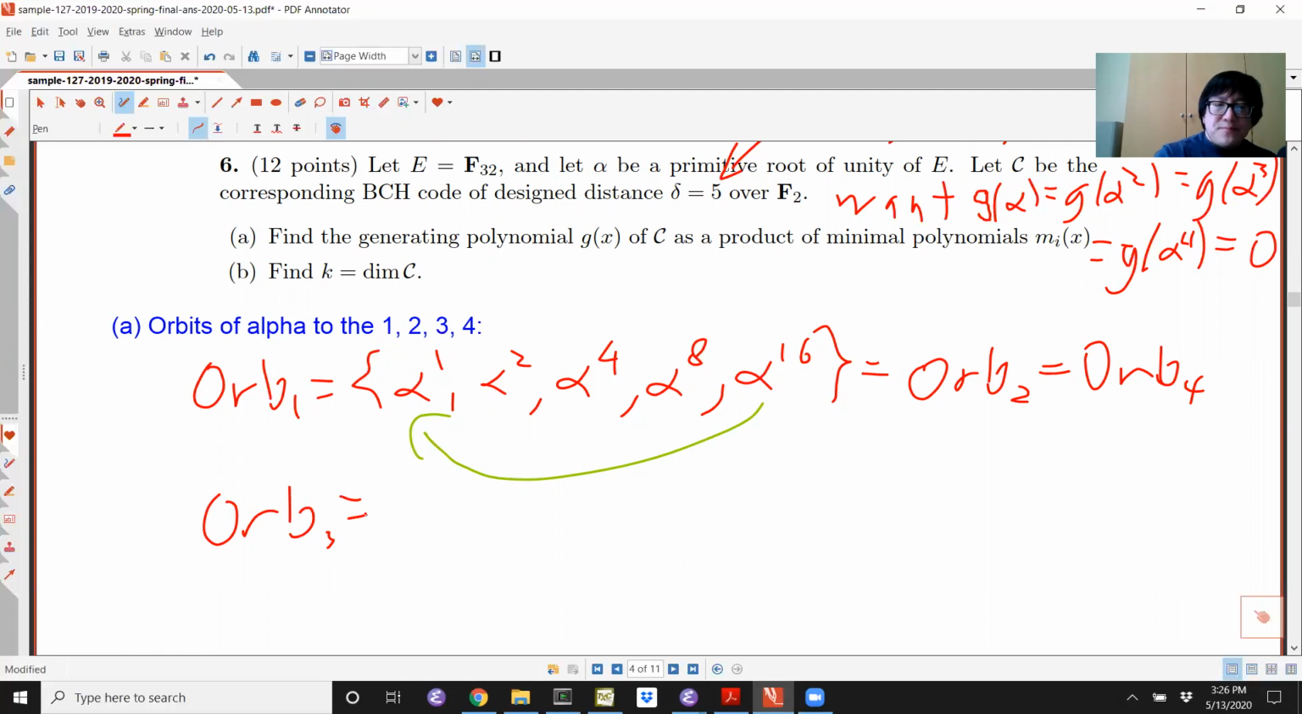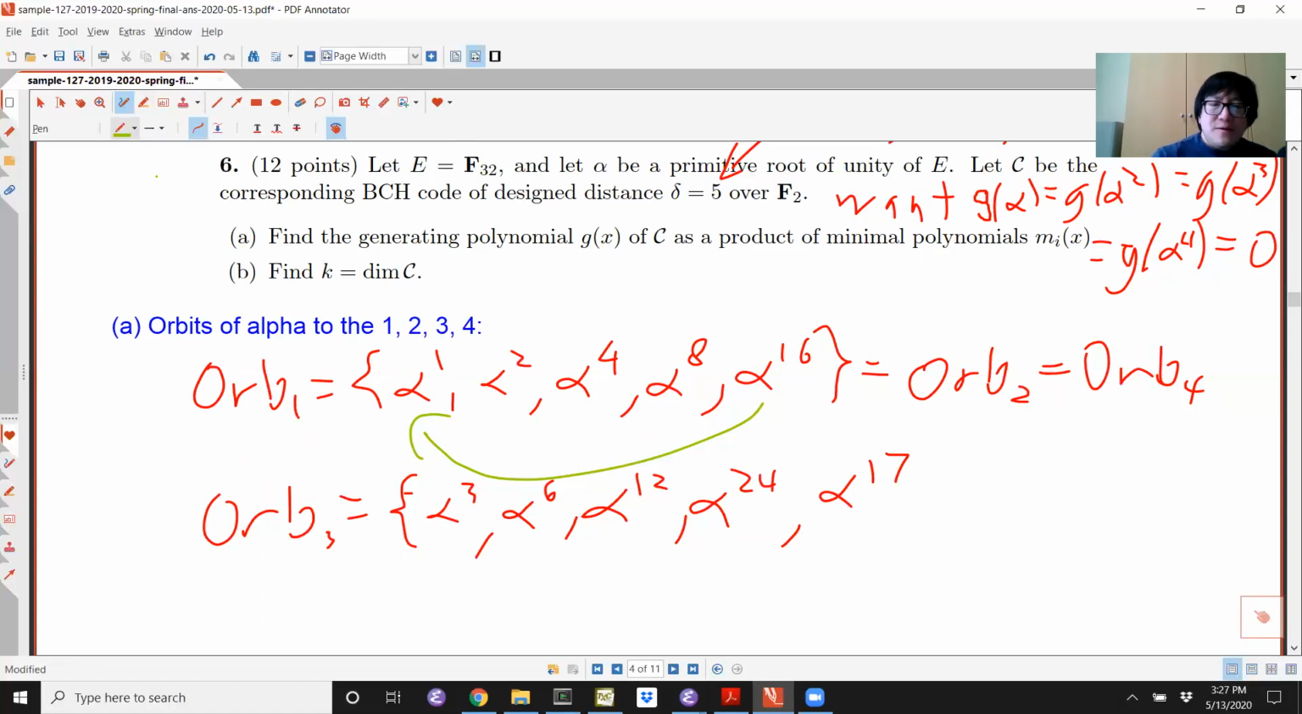Orbit 3 is alpha cubed, alpha to the 6th, alpha to the 12, alpha to the 24, and squaring that, alpha to the 48. 48 mod 31, finally I'm going to get that right, is 17. And alpha to the 17 squared is alpha to the 34, which mod 31 is alpha cubed. And so indeed, we circle back.